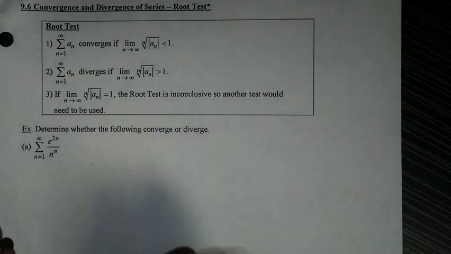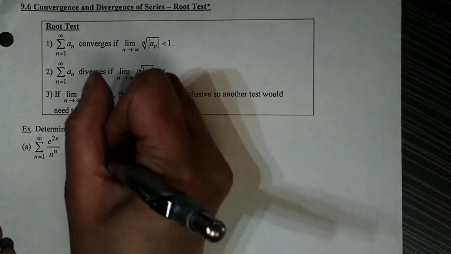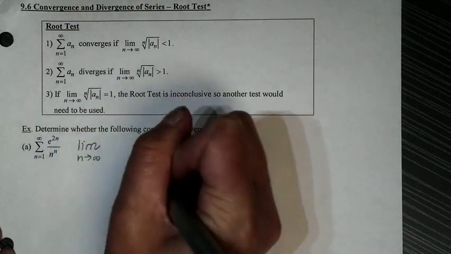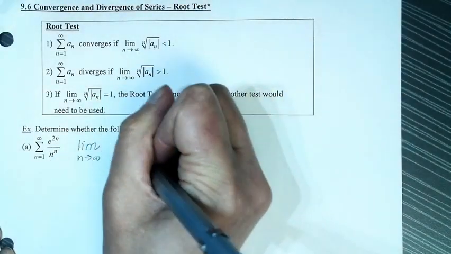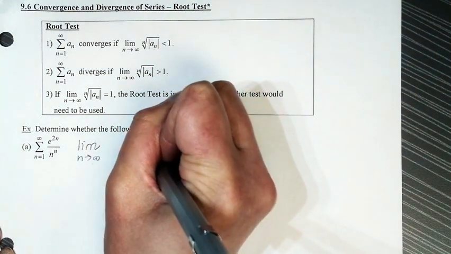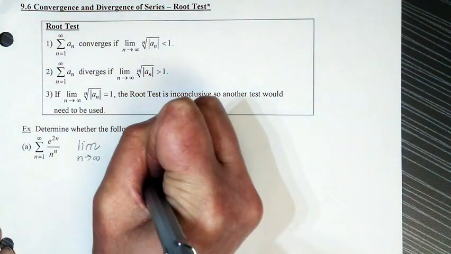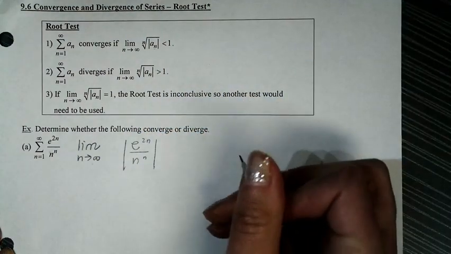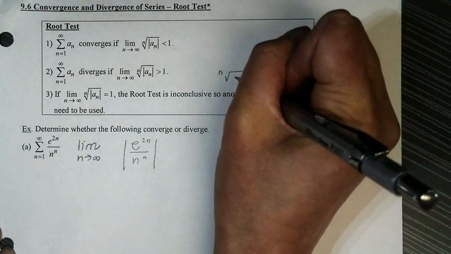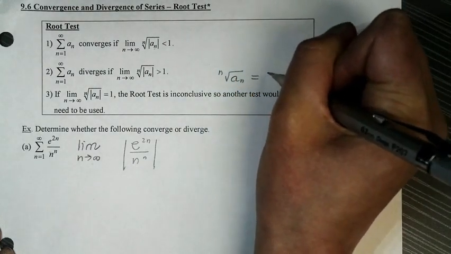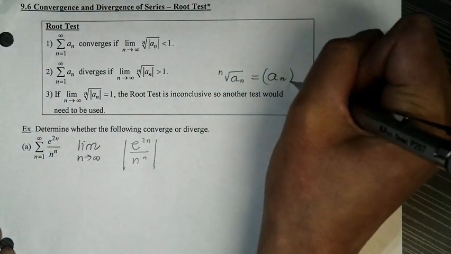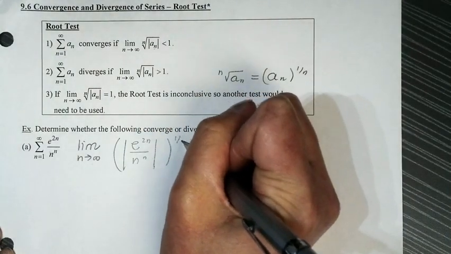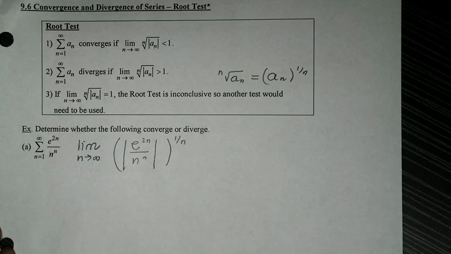So what do we have here? We have the limit as n approaches infinity of e to the power of 2n divided by n to the power of n, with the absolute value applied. What we know is that the nth root is equal to a sub n to the power of 1 over n, so I'm going to put the 1 over n there.